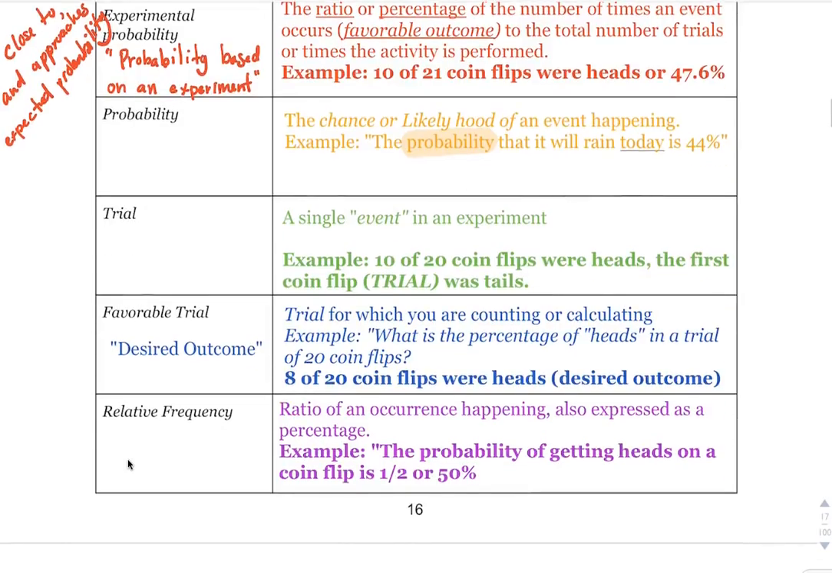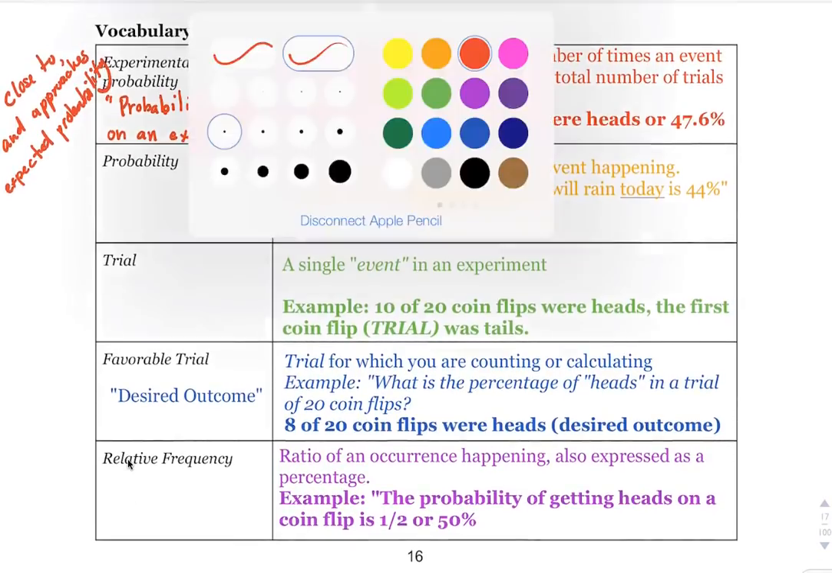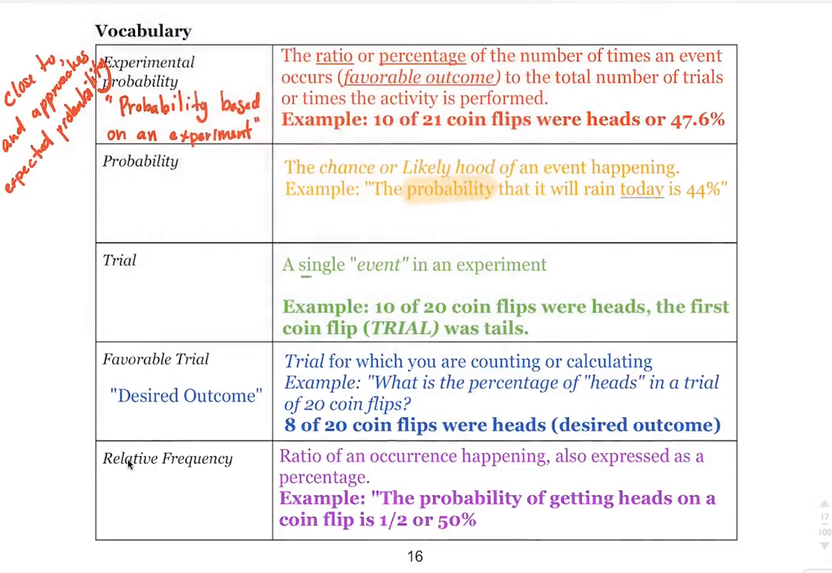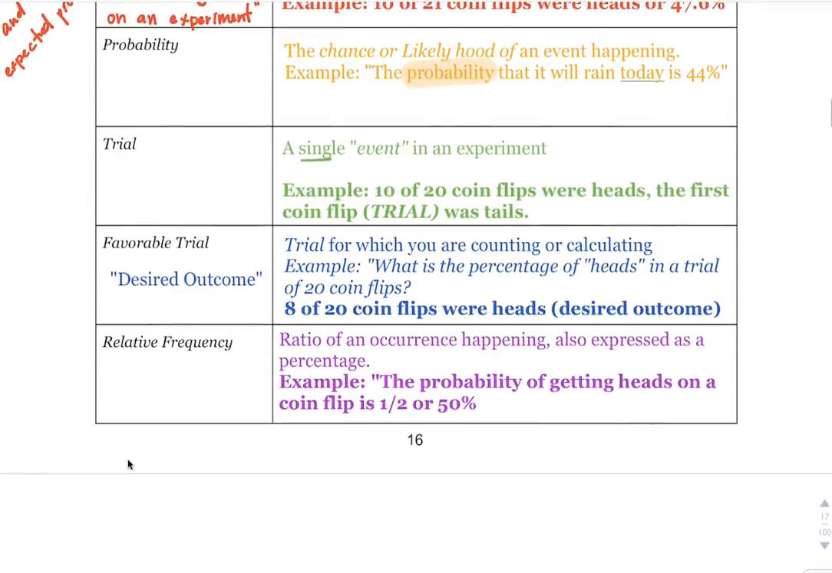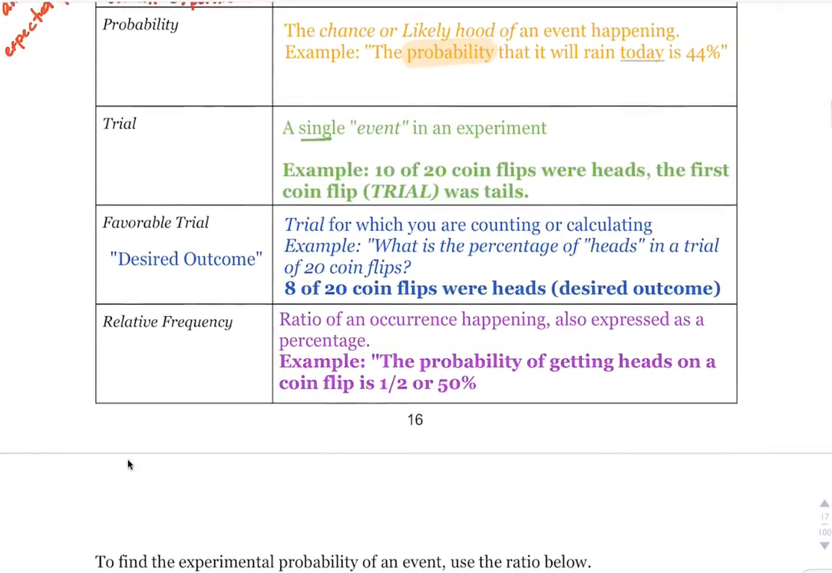A trial is a single event that is happening. Okay, a single event that is happening. For example, in our coin flips, I have 20 coin flips total. Of the 20 coin flips, one coin flip is considered a trial.